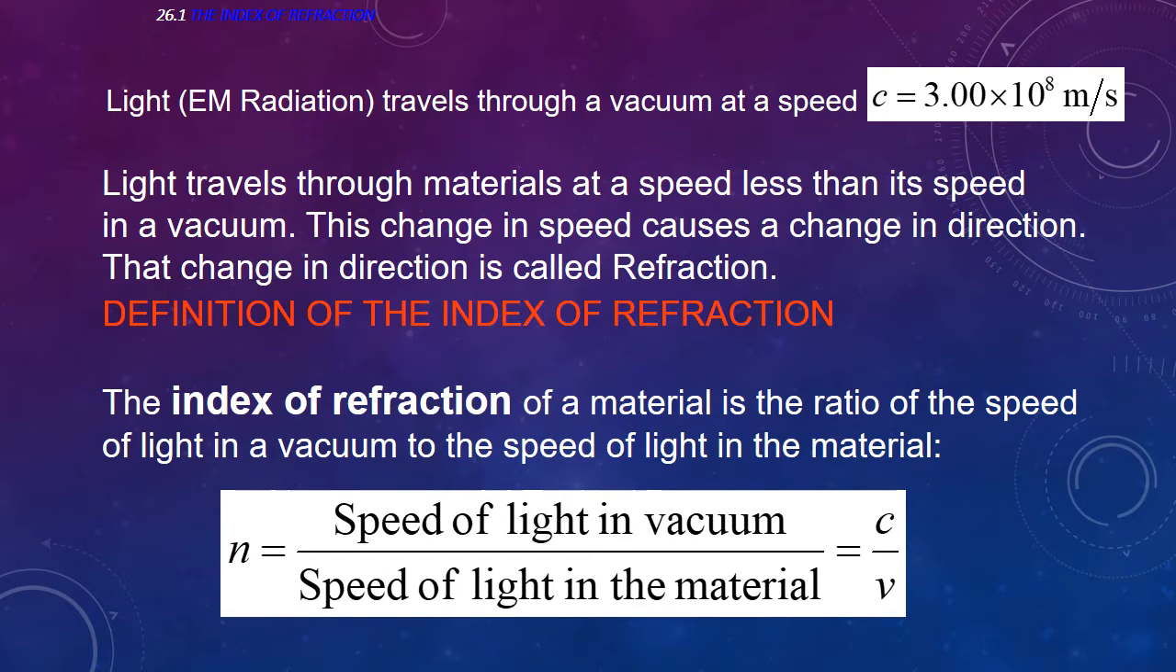Now, how do we know how much bending or changing in direction is going to happen? Well, we know that through something called the index of refraction. That's basically where you experimentally determine what the speed of light is in that material. And then you take the ratio of the speed of light in a vacuum to the speed of light in that material. And that's your index of refraction, n = c/v, which will always be a number greater than 1 because v has to be smaller than c.